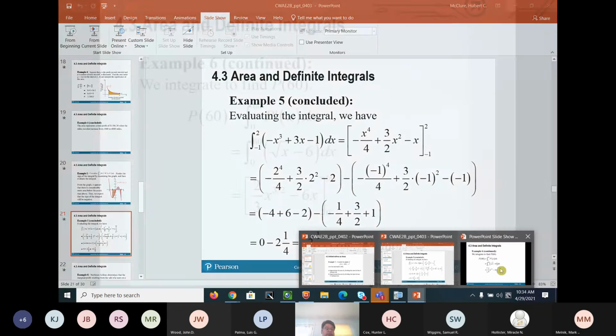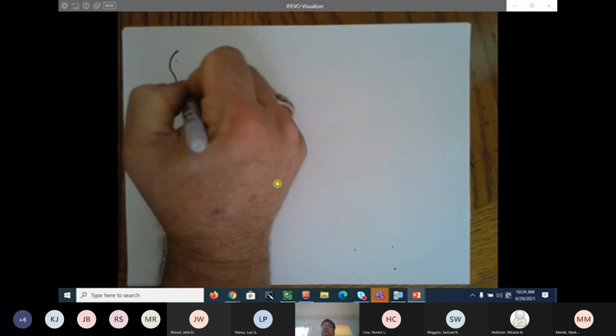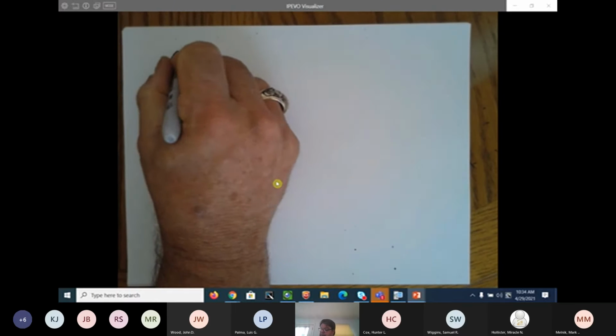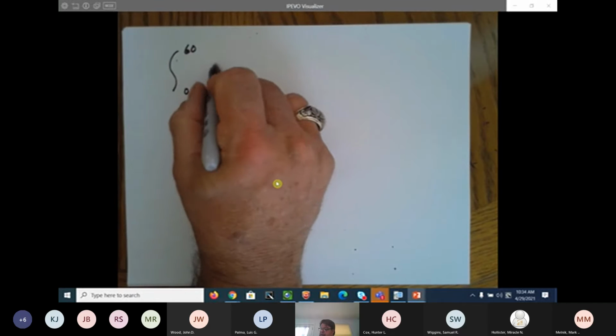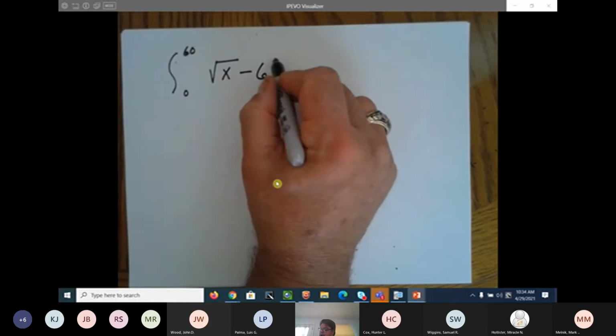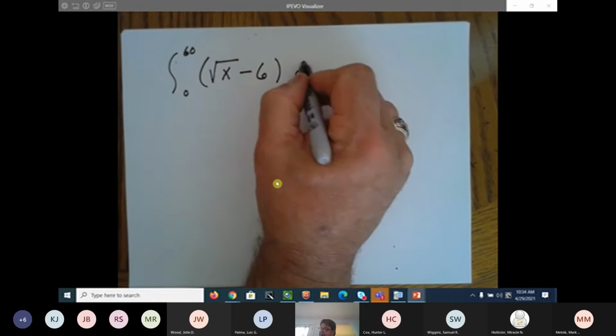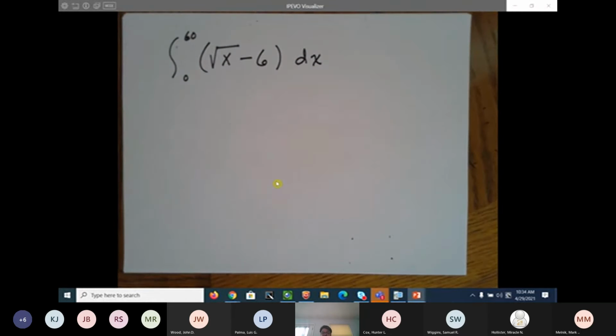Let me get out of this and move this to my TV screen. Okay, antiderivative from 0 to 60 of the square root of x minus 6. All right, I want y'all to do that problem. This is another test question.